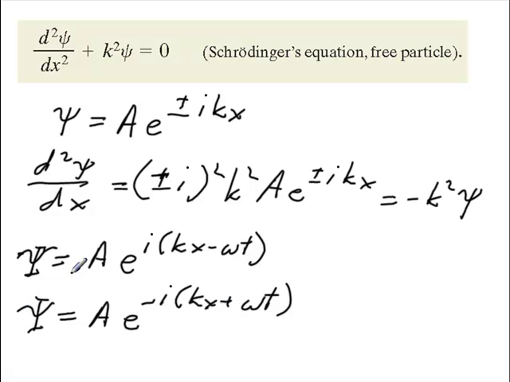So I find that my solutions to the free particle Schrodinger equation are just waves of wave number k, momentum p, turns out to be h bar times k, and they can either be moving to the right or moving to the left.